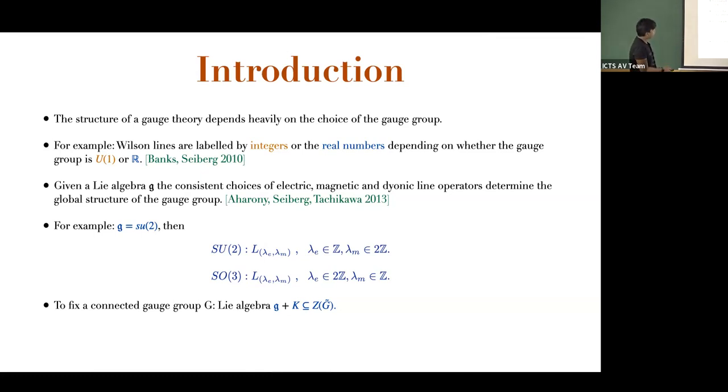So I think for SU(N), SO(N), all of those groups, this paper considers all of those cases and tells us how to find the K.